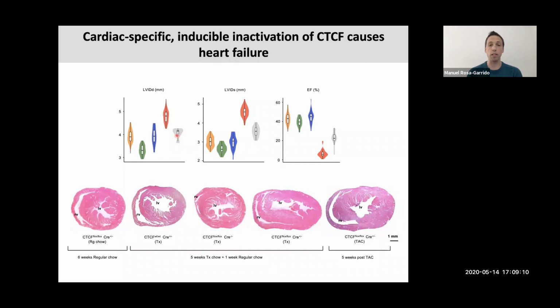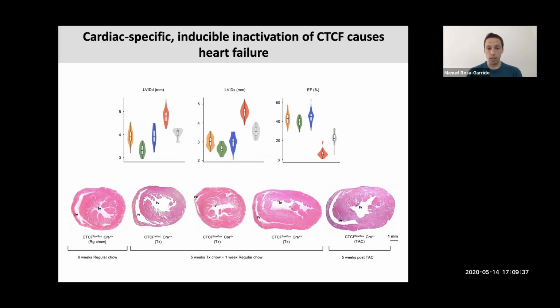Okay, so here again, when we perform TAC, we see an increase in the size of the left ventricle and a decrease in ejection fraction. But these differences are more dramatic when we deplete CTCF. So this echo data then suggests that the heart of the knockout animals is bigger and is not working very well. So to confirm that, the first thing that we did was to perform histology of this heart.